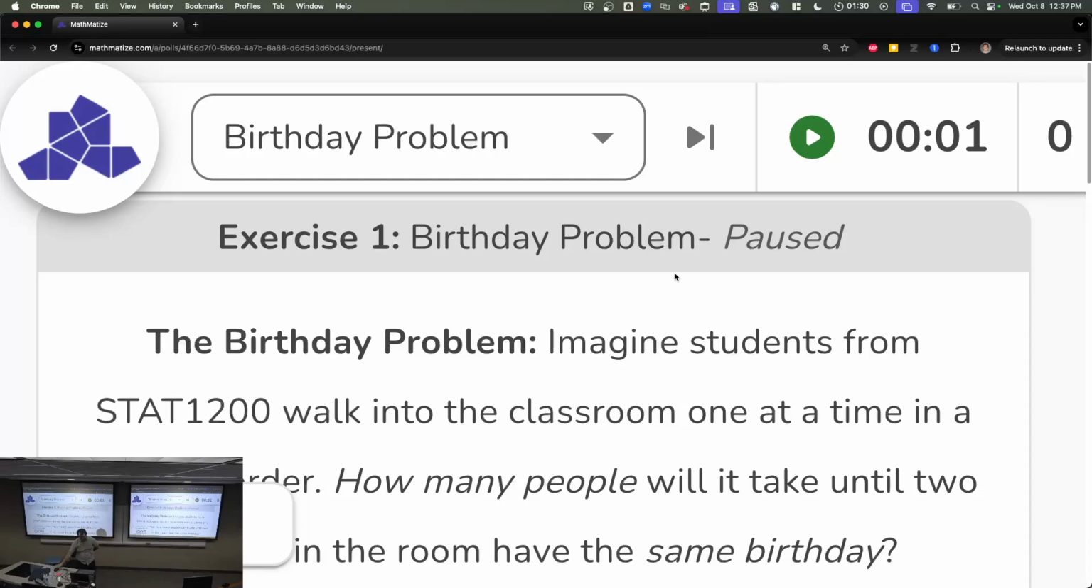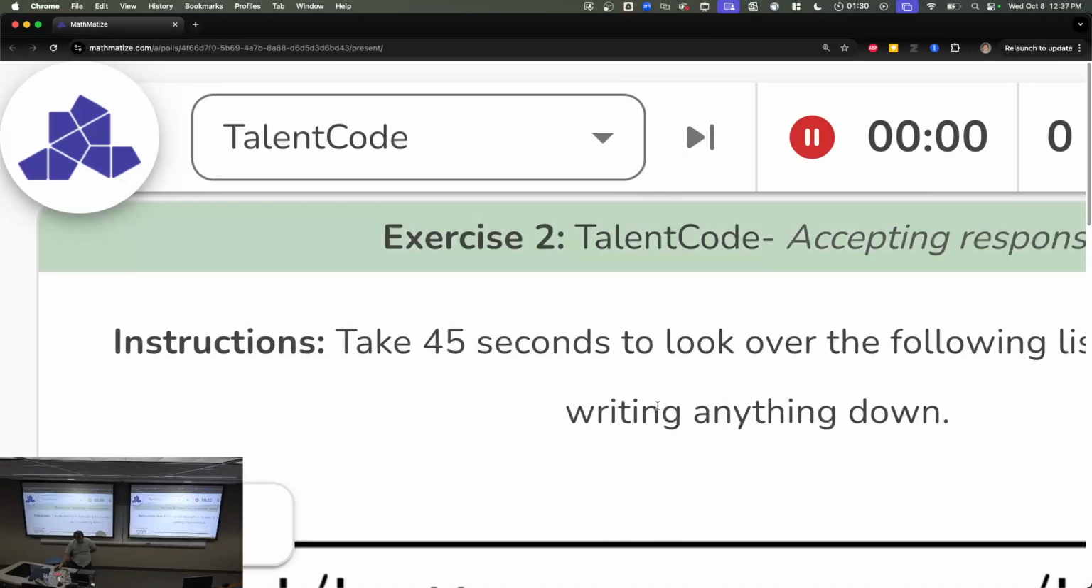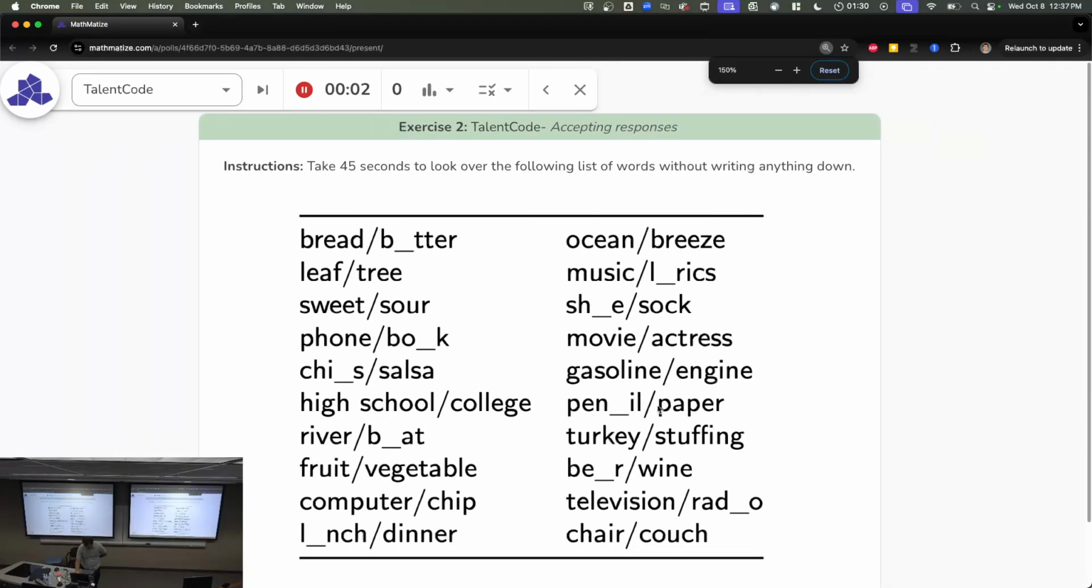Okay, people are in. So here's the problem. You don't even need to be in the poll yet. But we're going to take 45 seconds. Don't do anything else. No typing. Nothing else. 45 seconds, and just look at the list of words. That's all you have to do. 45 seconds. I will, as usual, keep time with the timer.